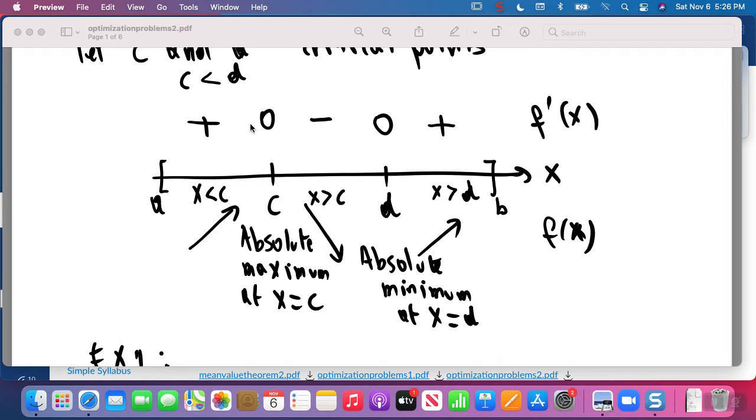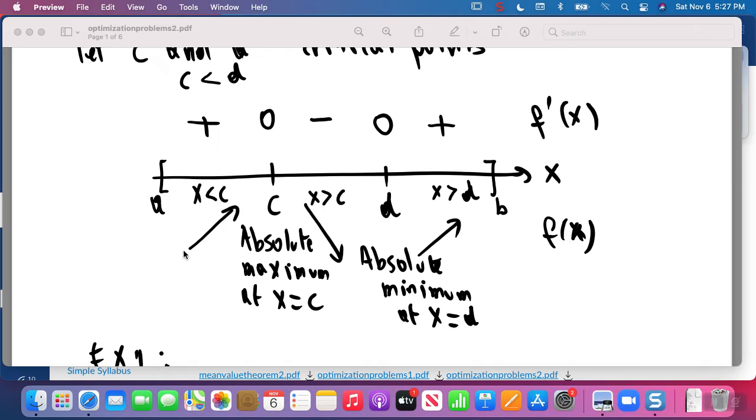And on the first row, we put f prime of x. The bottom row, it's f of x. So we study the signs of the first derivative. When the first derivative is positive on the interval a to c, we say that the function is increasing on that interval. Where the first derivative is negative, like here between c and d, we say that the function is decreasing.